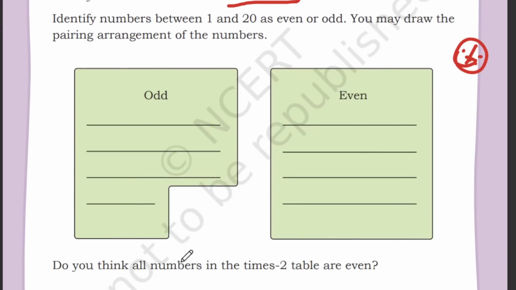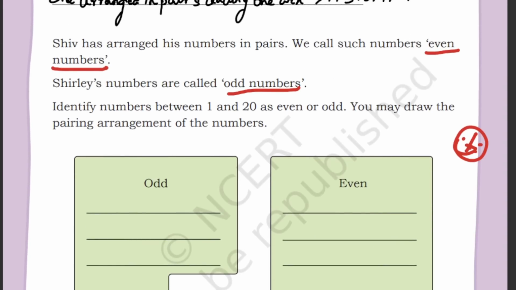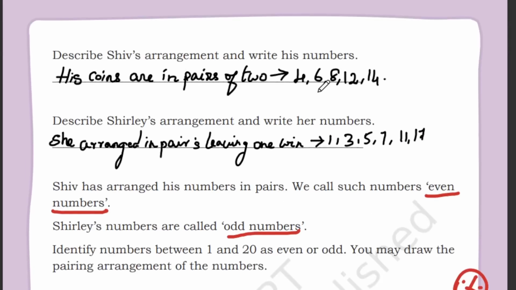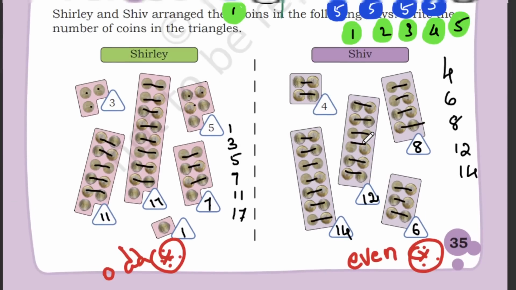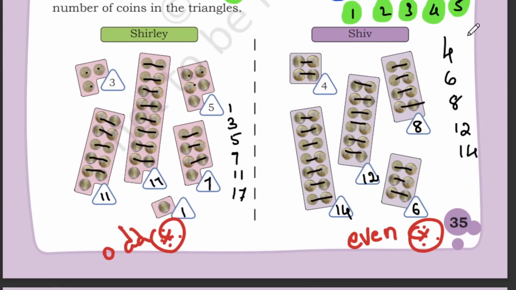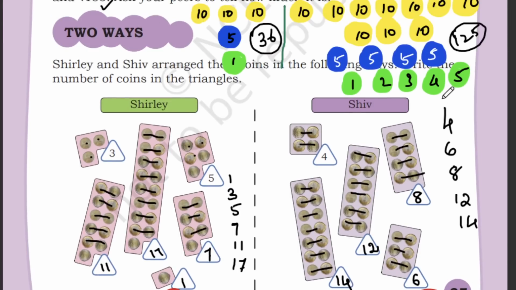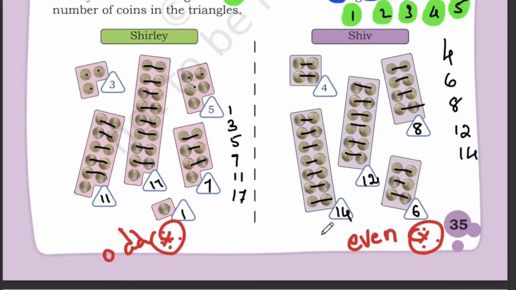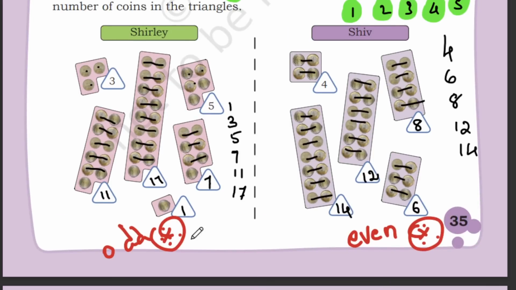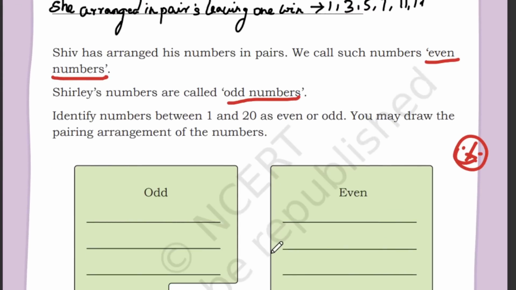Do you think all the numbers in the times 2 table are even? We will complete this now. Here we already saw the odd numbers and even numbers. Even numbers we got 4, 6, 8, 12 and 14. We can add 2 also. So 2, 4, 6, 8, 12, 14. Sorry, these are even numbers. And odd numbers we got 1, 3, 5, 7, 11, 17, etc. Now we will fill these boxes.